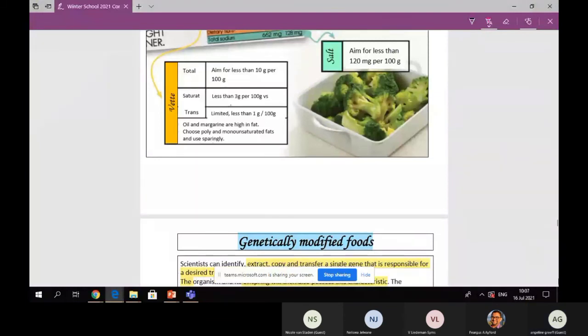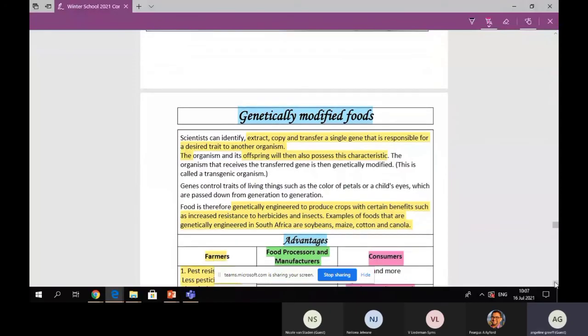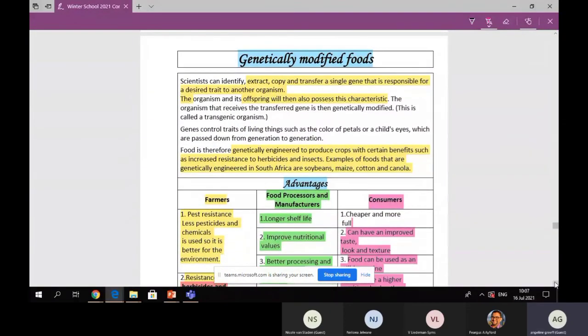Right. We're almost at the end. Hang in there, hang in there. Right. We want to get through the last of the work that we've covered in term one and two. So now we are going to go through consumer issues. We're going to have a look at genetically modified foods, organic foods, and irradiated foods. Right. Okay.